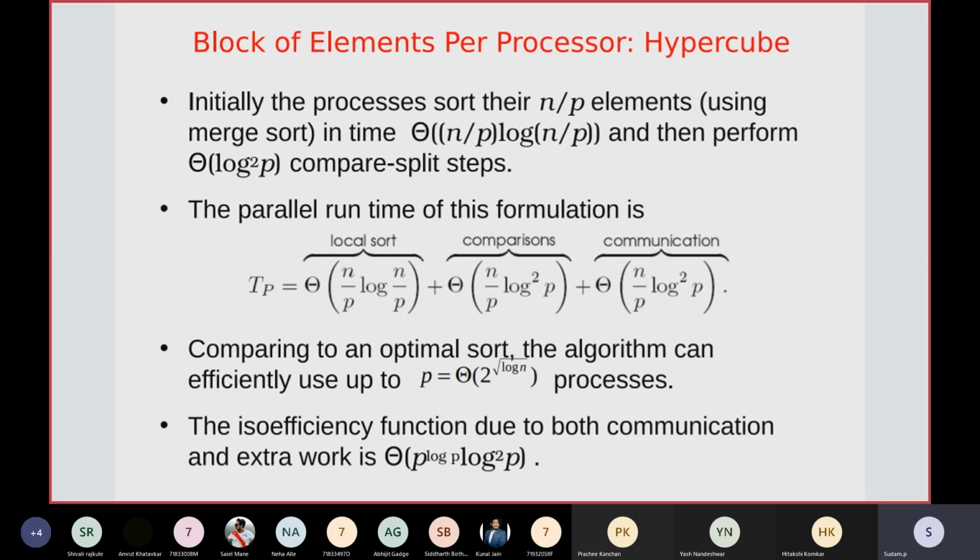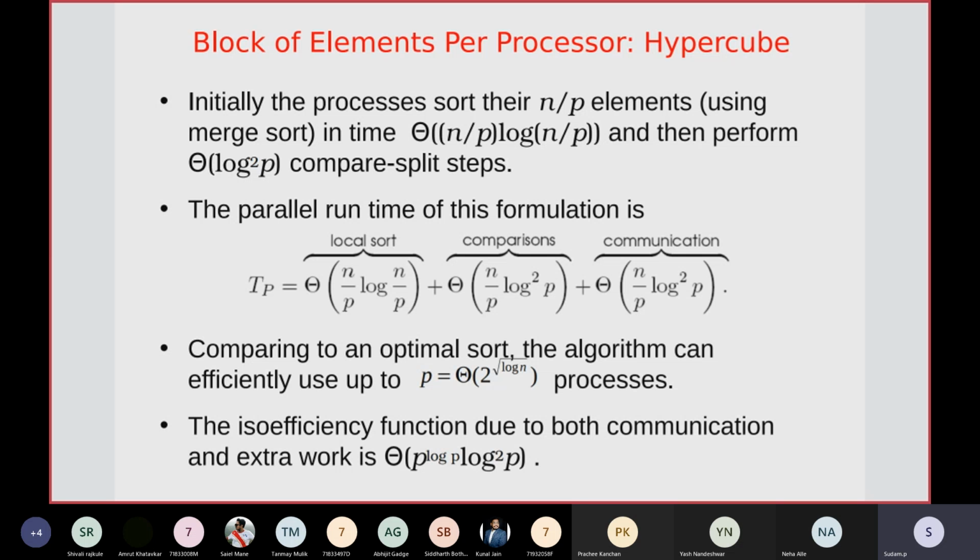So the local sorting method used is merge sort there, if you see. Initially the processors sort their n by p elements using merge sort in time theta of n by p log n by p, because that is the average case time complexity of merge sort, theta of n log n. Here the value of n is the per-processor count, n by p. That's why n is replaced by n by p, theta of n by p log n by p, and then perform theta of log square p compare split steps.